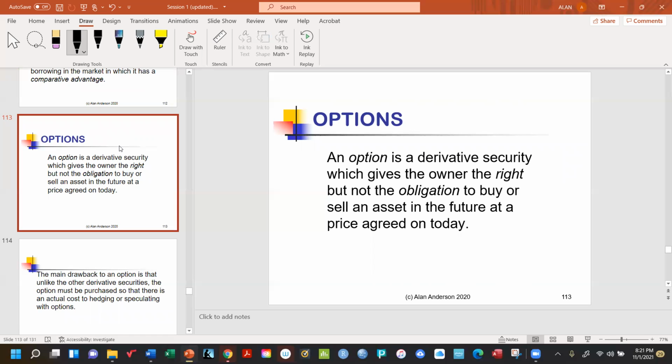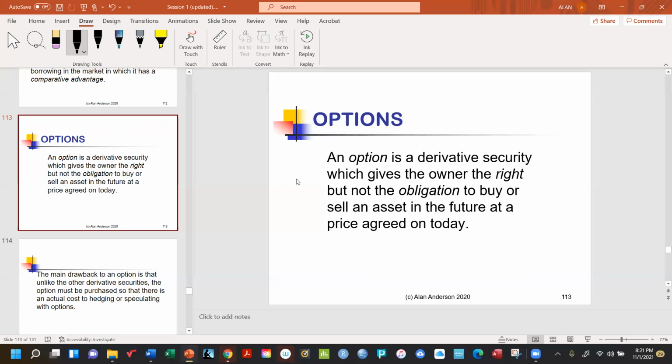But here's the interesting part. A forward contract is an agreement. There's no actual cost associated with it. A swap is the same. A futures contract, while you have to put up collateral in your margin account, that's still your money. Okay. An option is the only derivative where you actually have to pay for it. There's an actual price associated with it.